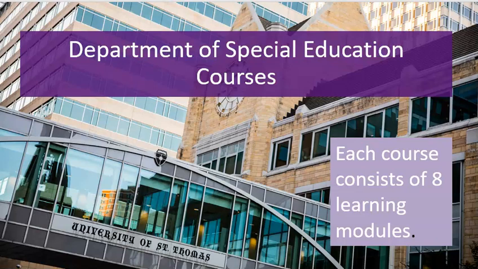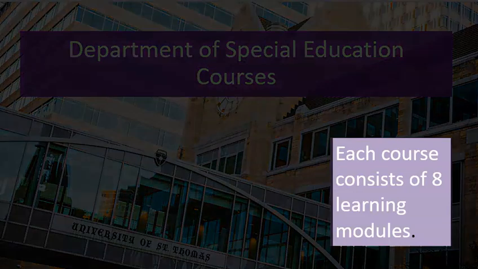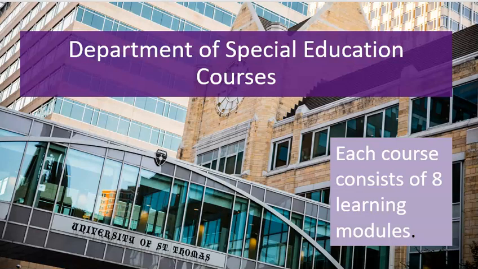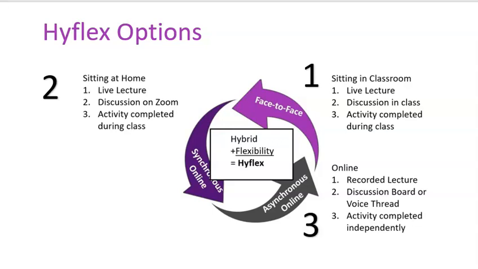So let's discuss how this flexible learning format is integrated into the Department of Special Education courses. Each of our courses consists of 8 learning modules. For each of these, learners will have a choice of how they engage in the module's content. In each module in our Hyflex courses, learners have 3 choices on how to engage with the materials. Here is an example. Learners may engage with the lectures by, number 1, participating in the classroom, 2, participating at home during the scheduled time of class, or 3, listening to the recorded lecture online at their leisure.